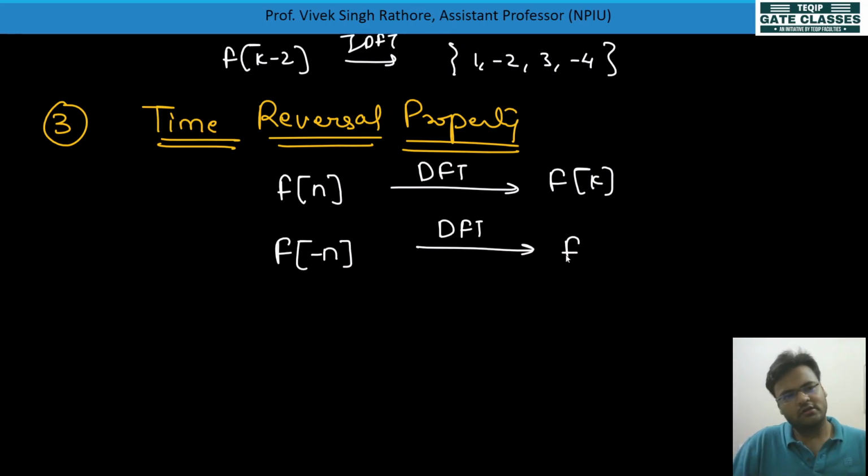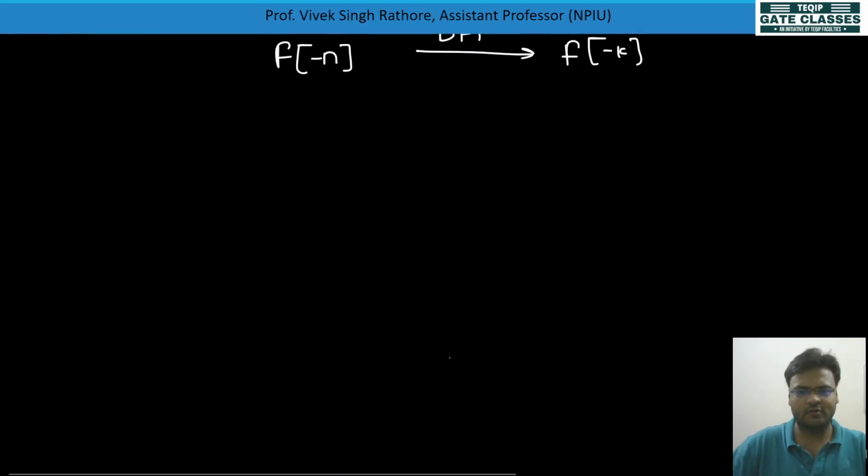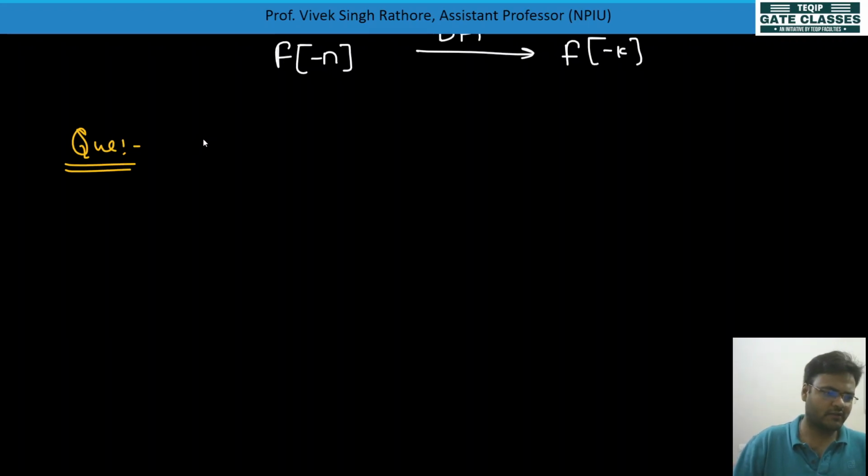In all the transformations we have seen, Fourier transform, Laplace transform, Z transform, DTFT, everything, we have seen the same effect: when we do it in the time domain, it changes in the frequency domain. So we'll get f of minus k only, no problem with that. So let's do it with one question, because questions will come in the exam. So how to solve it?